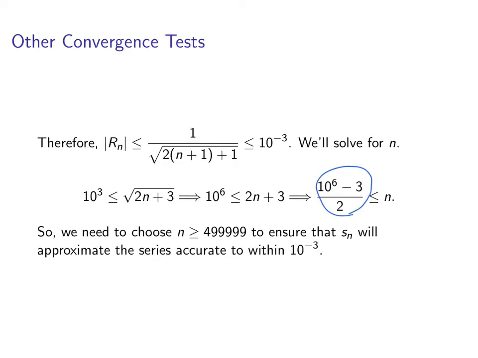Now, this is terrible. This is a huge number of terms to have to calculate just to get an accuracy of 10 to the minus 3. That's awful. 10 to the minus 3, I'm not asking that much. And so we have to get 500,000 terms just to make sure that we're accurate to within 10 to the minus 3? Very bad. But sometimes that's the nature of some series that are very slow to converge.